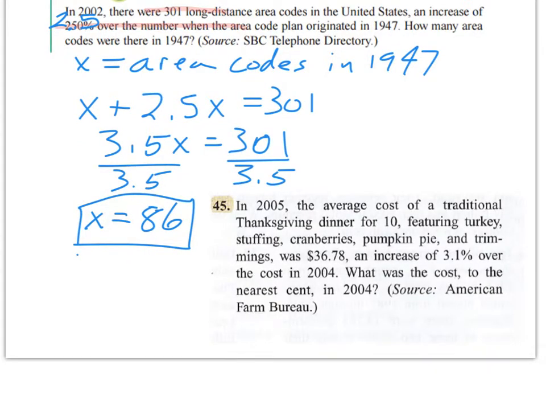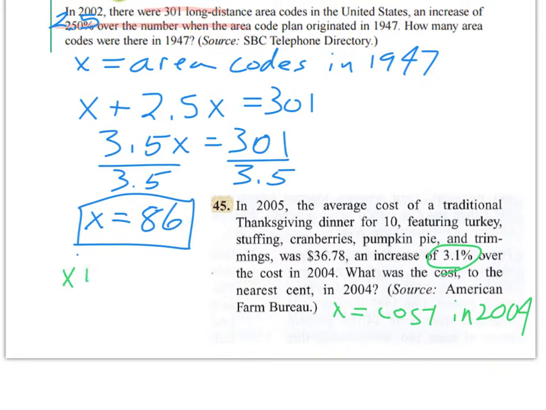Alright, so looking at 45 there, it was for 2005, talking about the traditional Thanksgiving dinner for 10. Got turkey, stuffing, cranberries, pumpkin pie, trimmings was $36.78, an increase of 3.1% over the cost in 2004. What was the cost to the nearest cent in 2004? So again, same kind of thing. I would have X equal the cost in 2004. That was only a 3.1% increase over the cost in 2004.